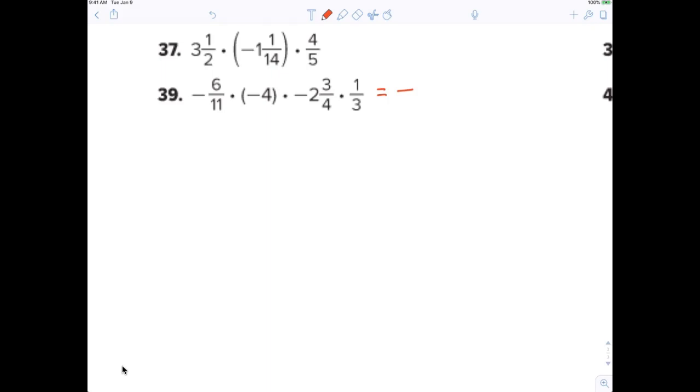So the first one, do I have to change anything? No. So it'd be 6 over 11 times what? 4 over 1. Now, why am I leaving the negatives out? Because I already know what the answer is. Yeah, the negatives don't matter anymore. All right, then what?